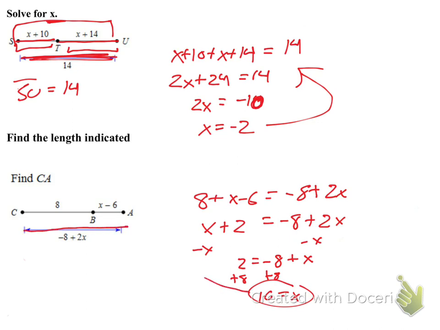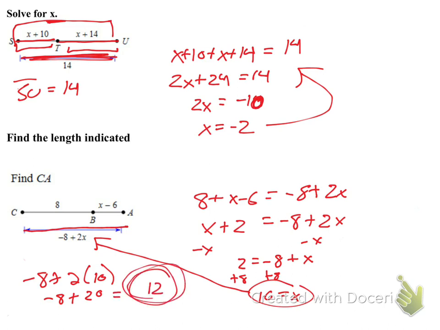So I'm going to take this, and I'm going to plug it into that equation down there. So it will be negative 8 plus 2 times 10. So negative 8 plus 20 is going to equal 12. So your very final answer should say CA is equal to 12. That's your final answer.